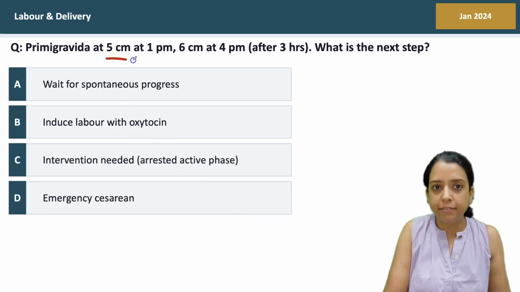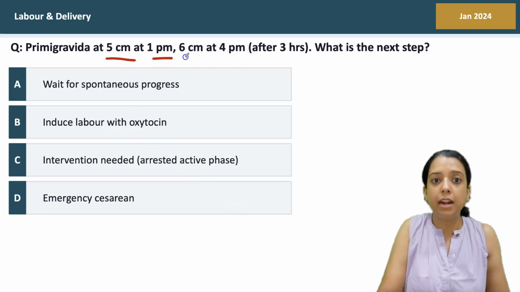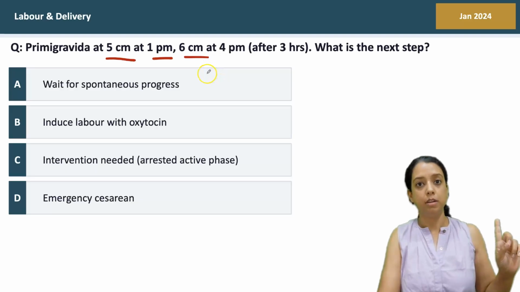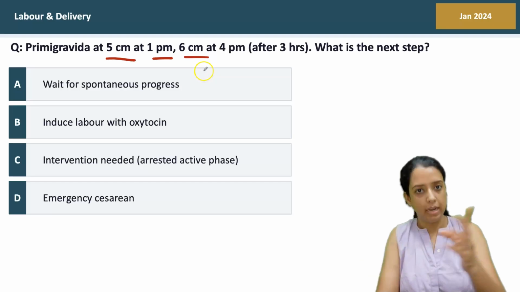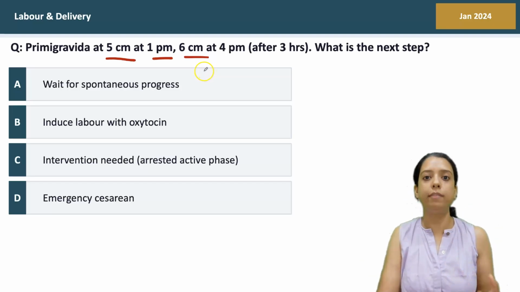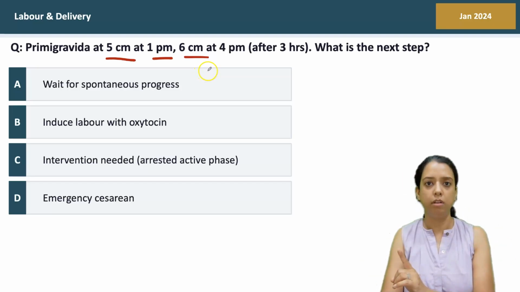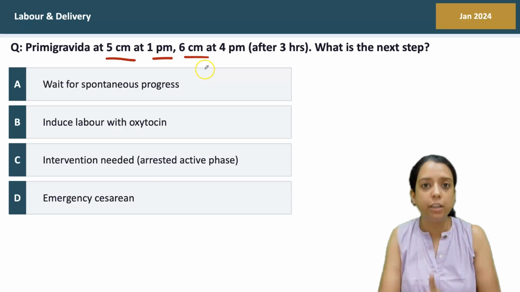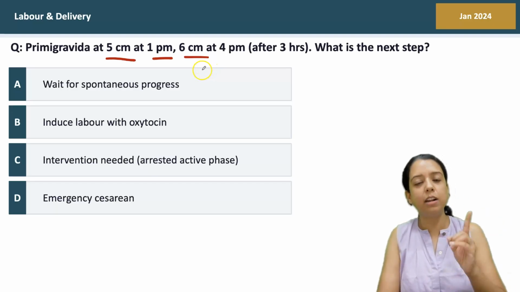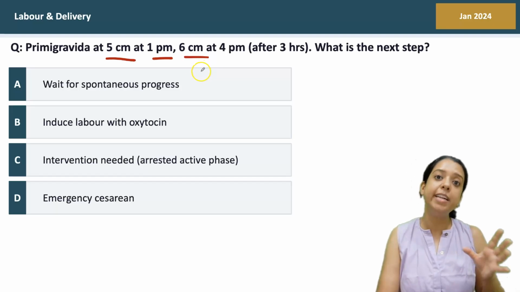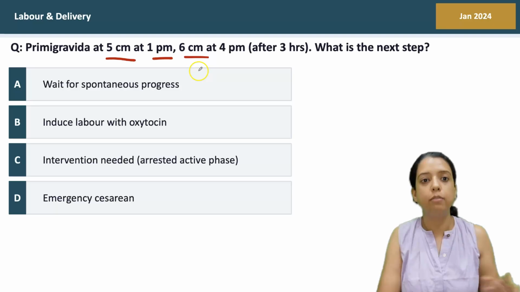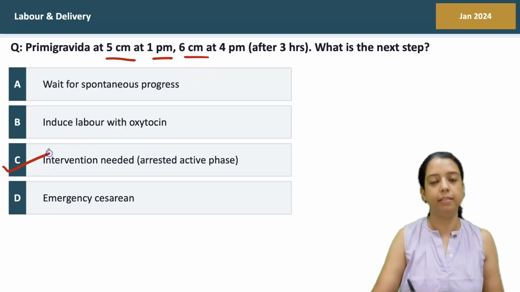Primigravida at 5 centimeters. After 3 hours, only 1 centimeter dilation. We saw in the last question, dilation should be 1 centimeter per hour. It is slow? Yes. What will you do? Will you do cesarean? No. Unless the fetal heart deteriorates, do not write down cesarean at first. The first answer is always intervene, always augment. What will you do? You will intervene.